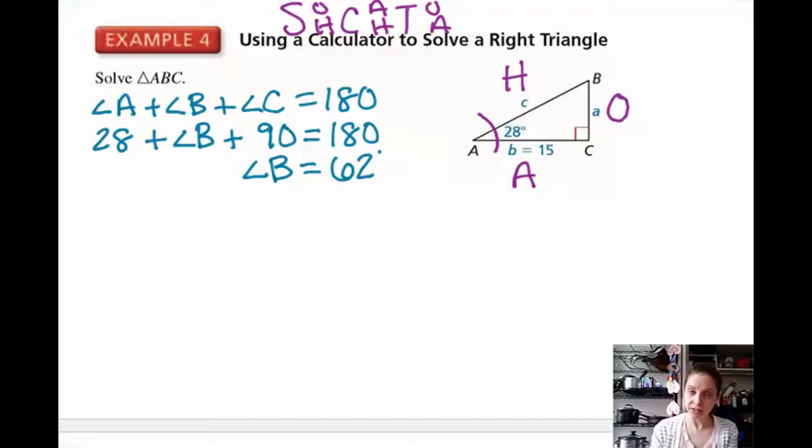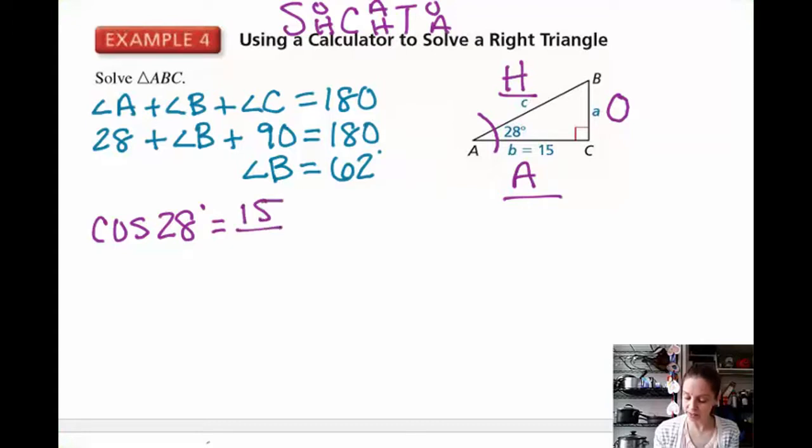Let me begin by finding the hypotenuse. I have A and I want to find H. So the trig ratio that compares A to H is cosine. So I can write the cosine of 28 degrees is equal to the adjacent, which is 15, over the hypotenuse that we don't know. We use lowercase c. I like to set these up as a proportion and then cross multiply. So c times the cosine of 28 degrees equals 15.